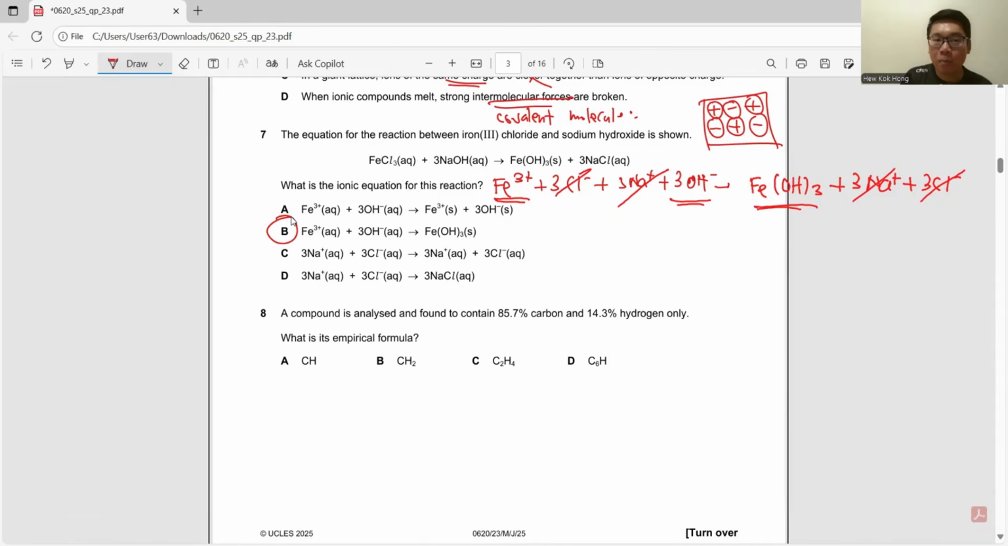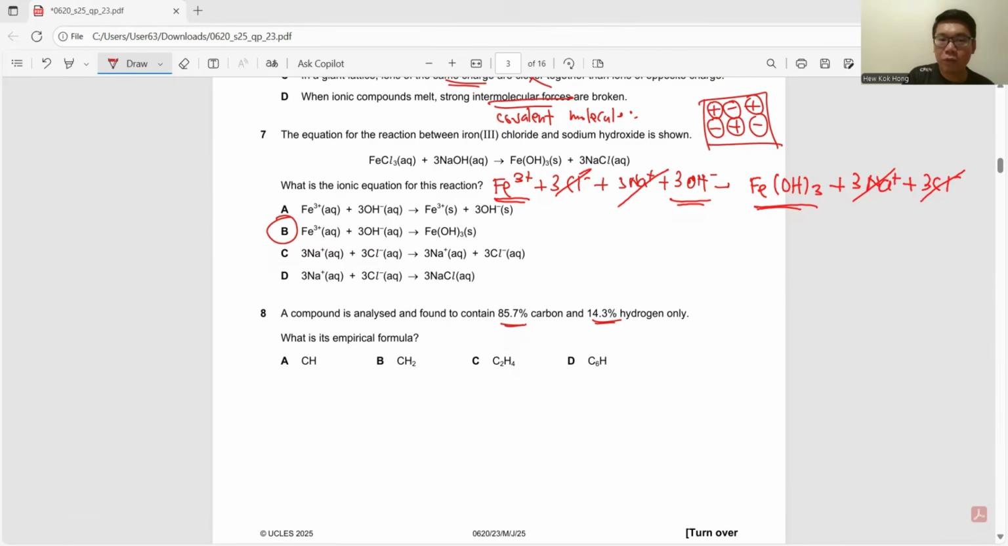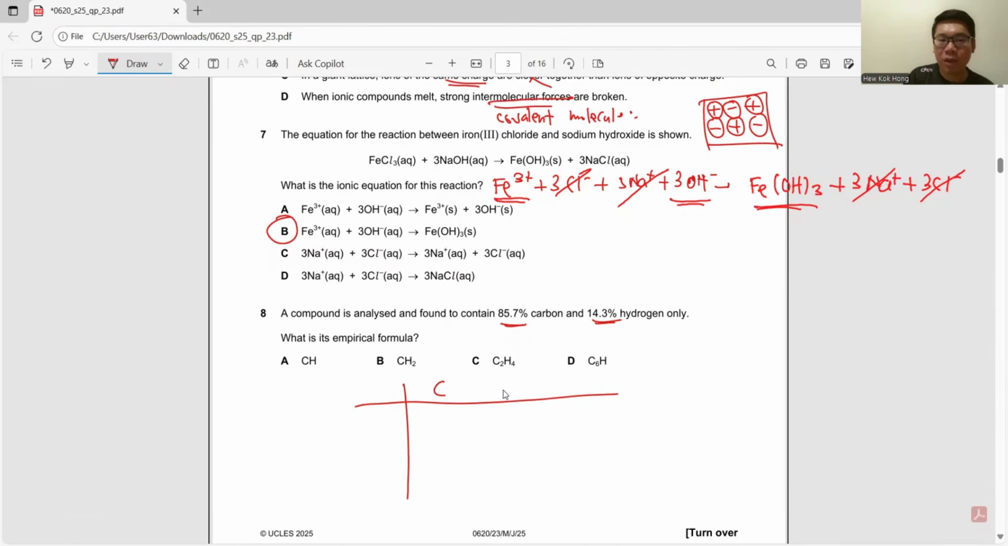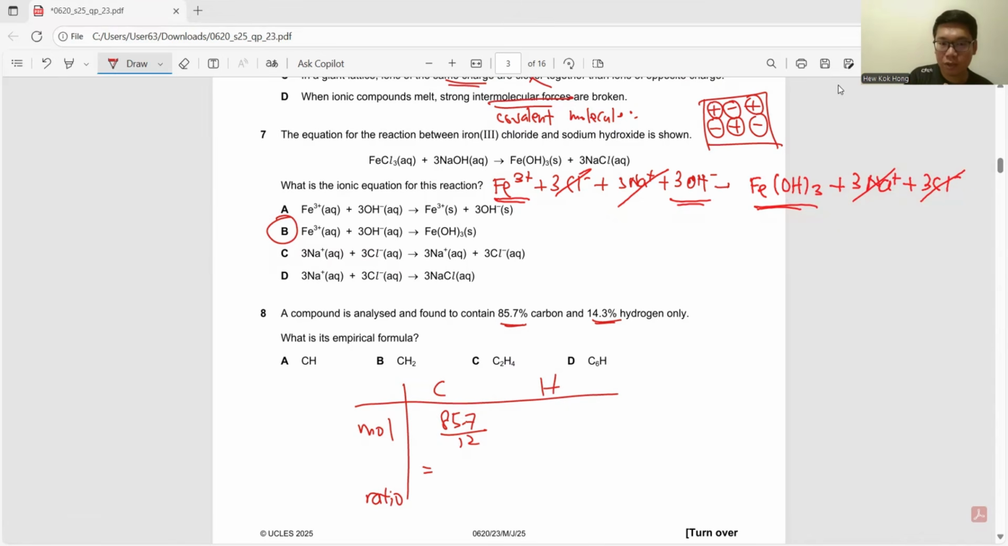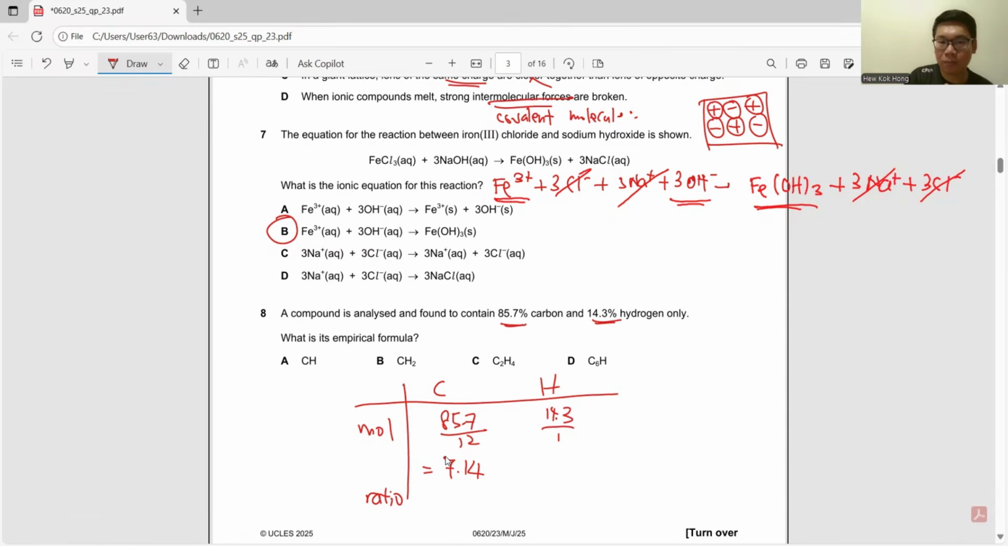Then number 8. A compound is analyzed and found to contain 85.7% of carbon and the rest hydrogen only. What is the empirical formula? To find the empirical formula, we know we have C and H. First thing, we need to find the number of moles, and then we find the ratio. So the mole is just the mass. If they give you percentage, you can directly assume it is the mass, then divided by 12, get 7.14, and then hydrogen is 1.